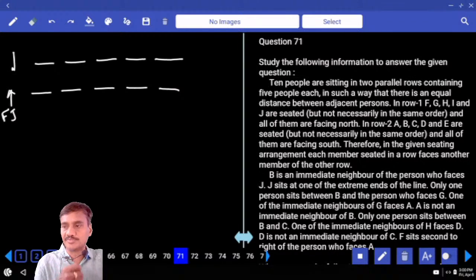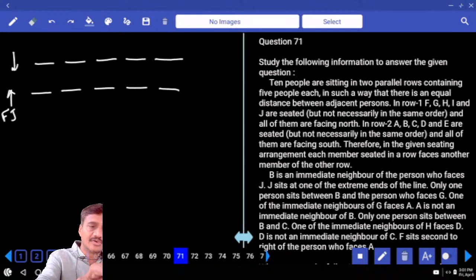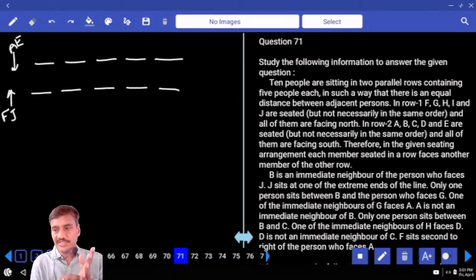Now in row 2, who are the persons? A, B, C, D, and E. Now A, B, C, D, and E are the persons in row 2. And B is an immediate neighbor of the person who faces J.